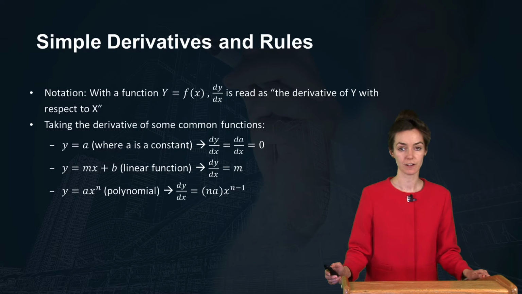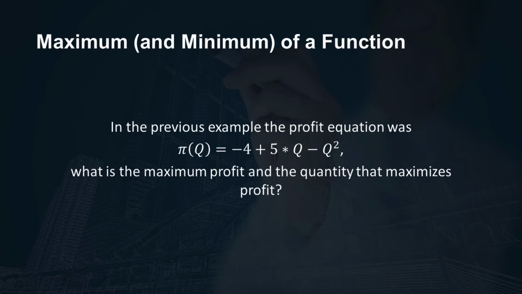If you have a linear function, like y equals mx plus b, the derivative of this is just m. Now if you have a polynomial function where you have an exponent on the x, the rule is we drop the exponent down to the front, multiply it with whatever constant is in the front, and decrease the exponent by 1.